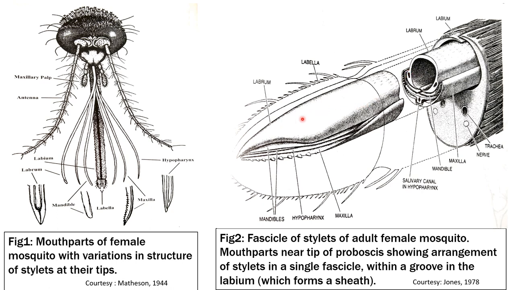So at the tip, the labrum, mandible, and hypopharynx are pointed, but the terminal end of the maxilla bears tooth-like structures. These four stylets form the fascicle, and the labium that forms the sheath helps to advance the fascicle during probing.